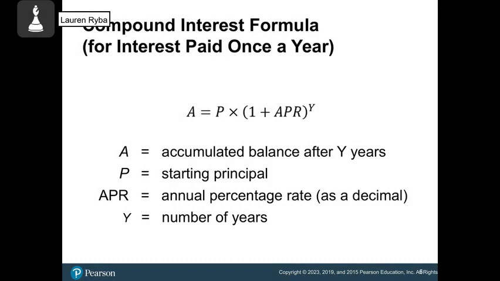The first formula we're going to look at here is compound interest if you only receive interest one time a year. So we have the amount in the account is going to equal the principal times the quantity 1 plus your annual percentage rate raised to however many years, that's your power. Again, this is going to be for interest that is calculated one time a year. As we go through this section, you will also see what happens if we compound it more frequently and how that formula is going to change.